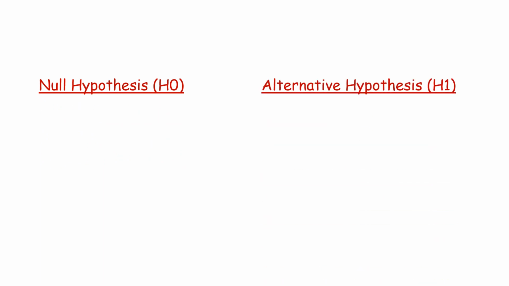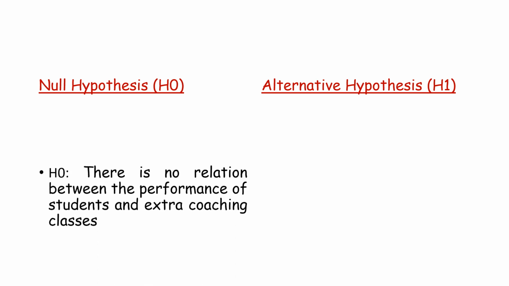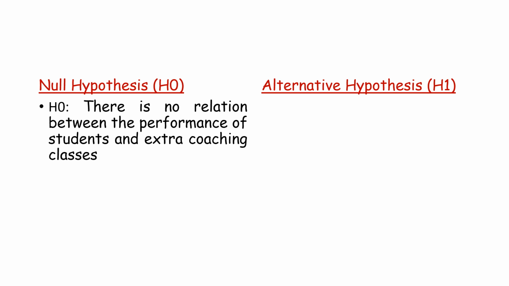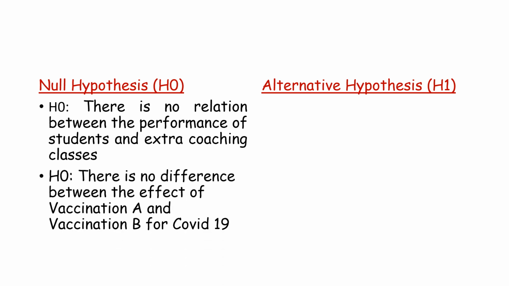The two most commonly used hypotheses by most of the researchers are null hypothesis and alternative hypothesis. Null hypothesis is also called as a working hypothesis because it is treated as a base of the study. Null hypothesis is denoted by H0. Null hypothesis signifies that there is no relation or no difference between two variables. For example, there is no relation between the performance of students and extra coaching classes. Another example for null hypothesis is there is no difference between the effect of vaccination A and vaccination B for COVID-19.